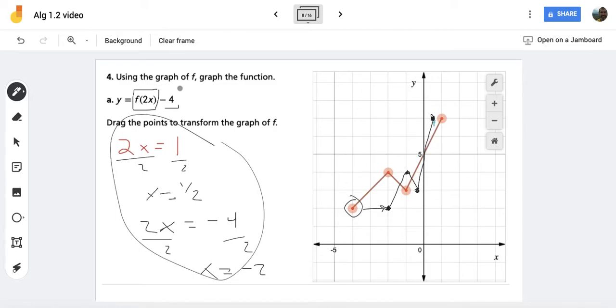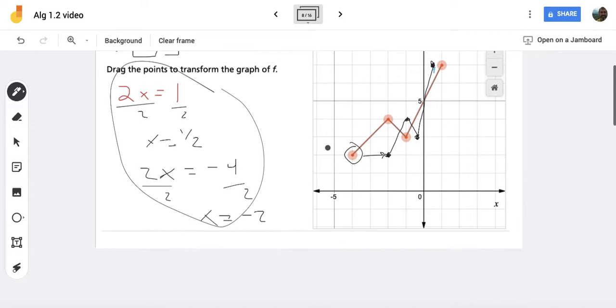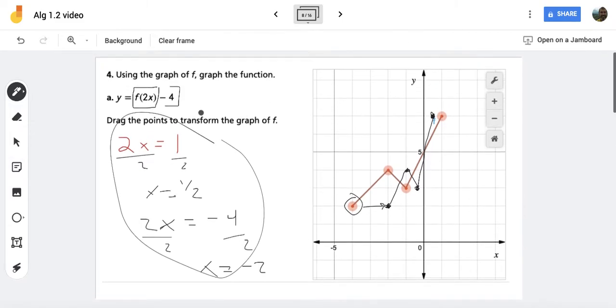And now I need to do a translation of negative 4. Do I have enough room? Hopefully I have enough room to drop it 4. Let me change colors for effect. Let's go blue, and maybe with a larger pencil. Down 4, so 1, 2, 3, 4. I'm down to here. And this one gets dropped down 4, 1, 2, 3, 4 to here. This one, 1, 2, 3, 4 down to here. And this one gets dropped 1, 2, 3, 4 down to here.